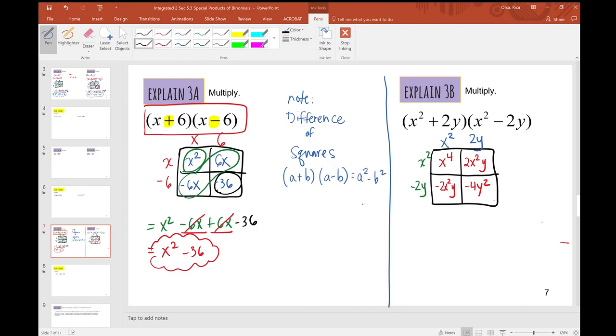Let's combine like terms. So x to the 4th, followed by negative 2x squared y plus 2x squared y, followed by negative 4y squared. This is equal to x to the 4th. Negative 2x squared y plus 2x squared y is just 0. And we're left with minus 4y squared.